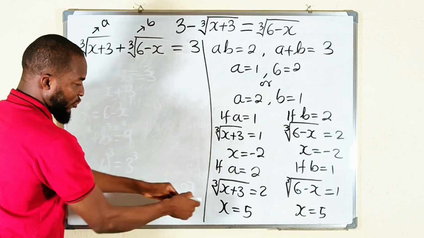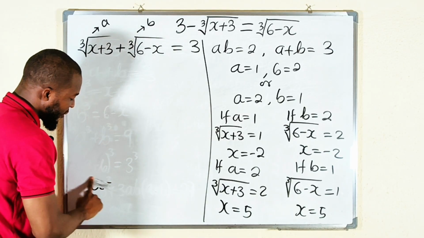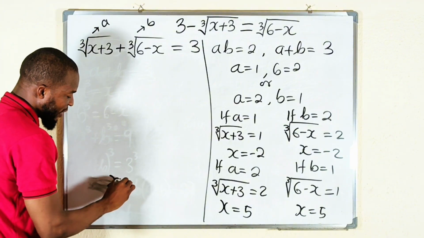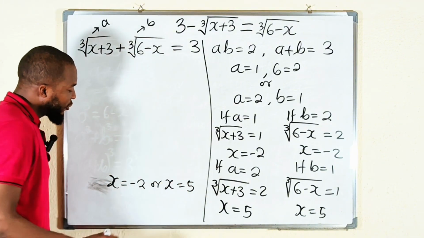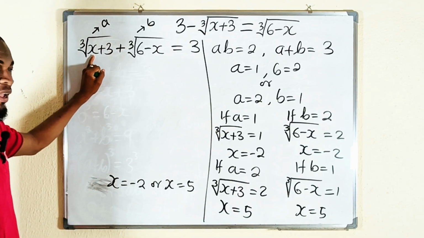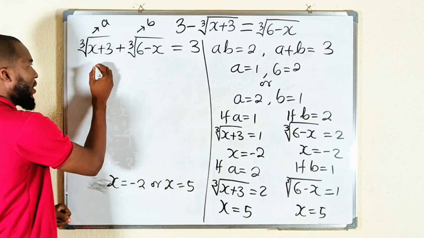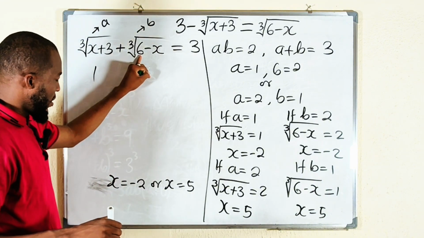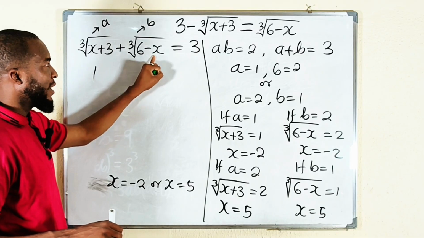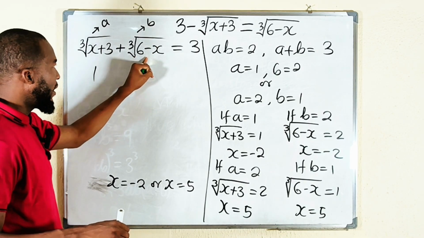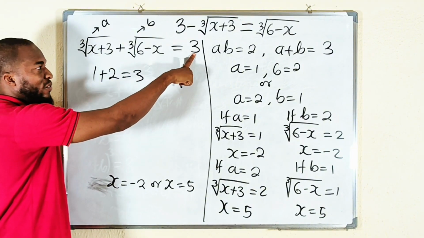So the conclusion you should make is that the equation is in terms of x. x is either equal to minus 2 or x equals 5. So what about if x is minus 2? Can you see that minus 2 plus 3 is 1? Cube root of 1 is 1. If x is minus 2, 6 minus minus 2 is 8. Cube root of 8 is 2. Can you see that this is equal to 3? What we have to the right.